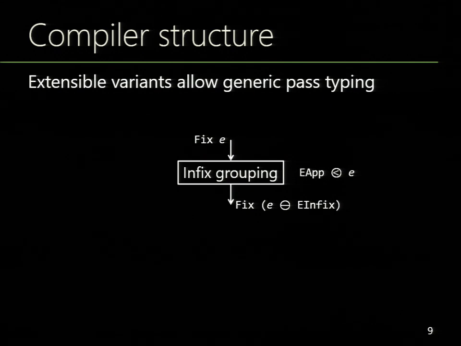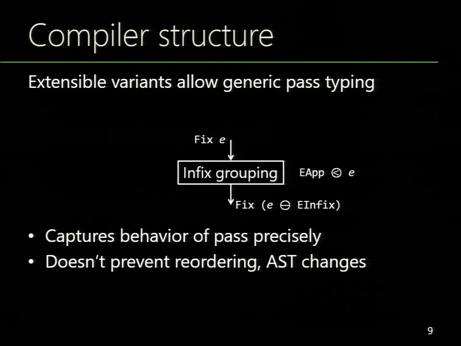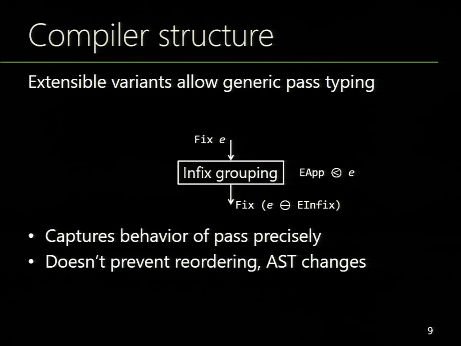So I have a side condition on this. It says, well, I don't care what else is in E. It can have cases, it can have branches, it can have all sorts of exciting things. But it had best have applications, because I wouldn't want to turn an infix expression into a series of prefix applications otherwise. So this is the type that I really want to have for my infix grouping pass, right? It captures the behavior of the pass precisely, what it does, what it doesn't care about. It doesn't interfere with reordering or AST changes, right? I can compose these in different orders so long as the constraints all hold.